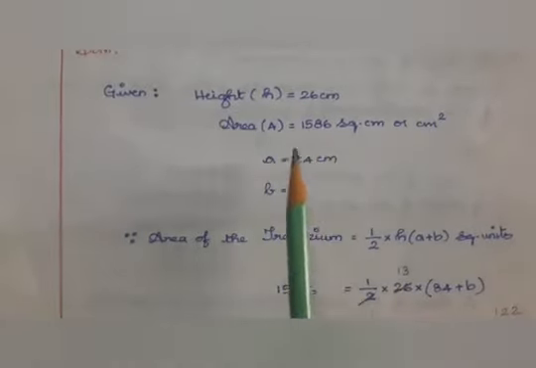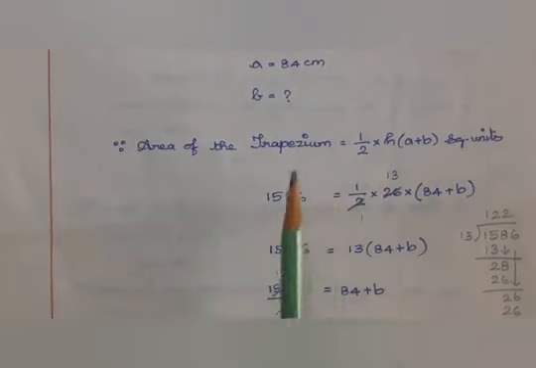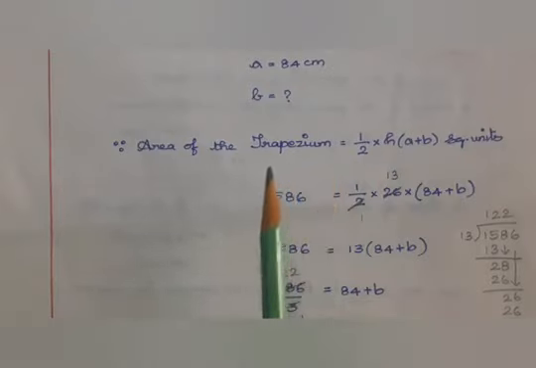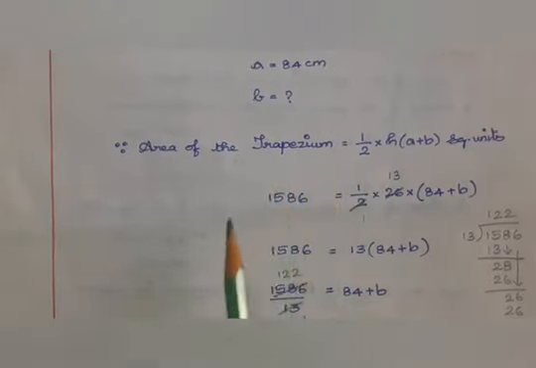Since we are going with the trapezium, we know the area of the trapezium is half into h into (a plus b) square units. They can also ask this in a 1 mark question. So don't forget to learn by heart all the formulas in this chapter. Okay, in the question they have given the area of the trapezium is 1586, which is equal to half, h is 26 and a is 84, b we have to find.